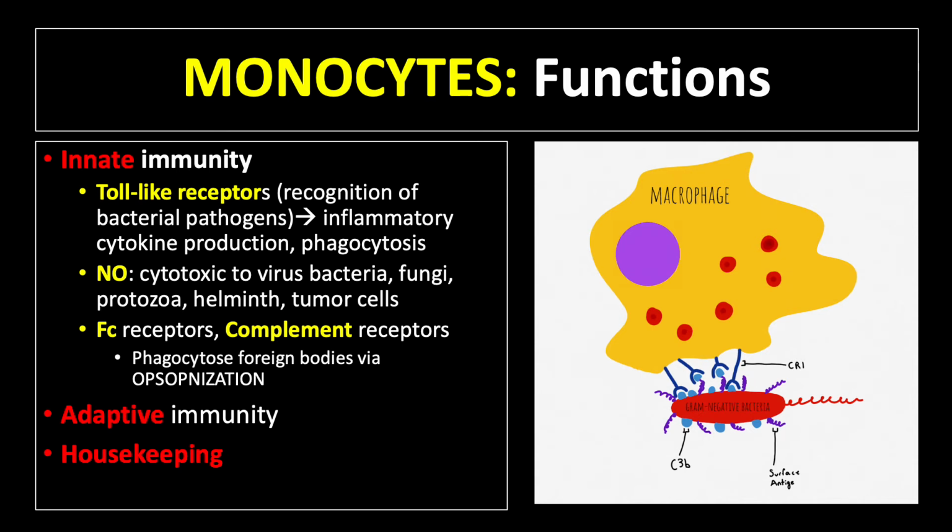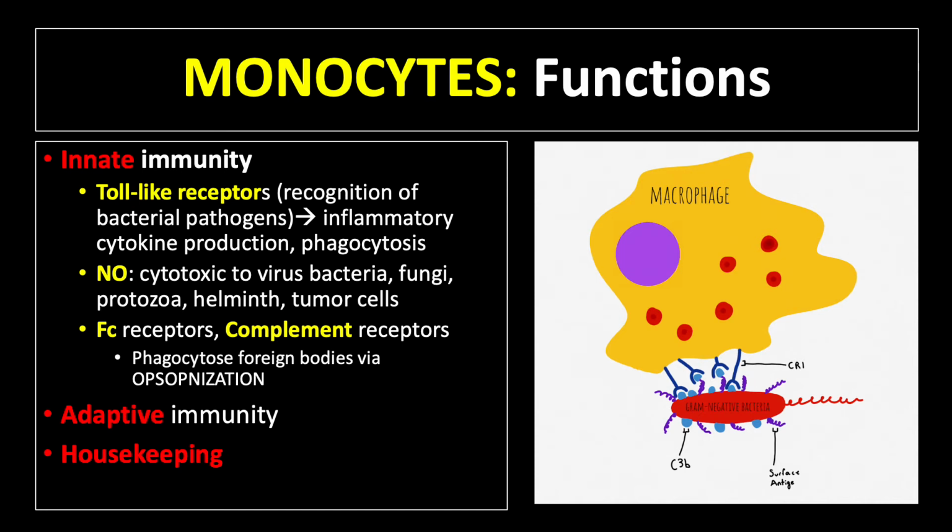So they have toll-like receptors, which are used for the recognition of bacterial pathogens, which would eventually lead to the inflammatory cytokine production and eventually phagocytosis. They also have this substance called the NO or the nitric oxide, which is cytotoxic to viruses, bacteria, fungi, protozoa, helminth, and tumor cells. And also they have Fc and complement receptors. So what's the use of this? So diba, macrophages or monocytes are phagocytes.